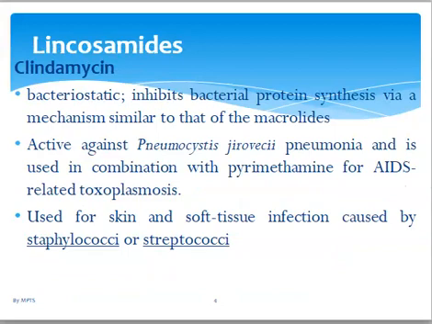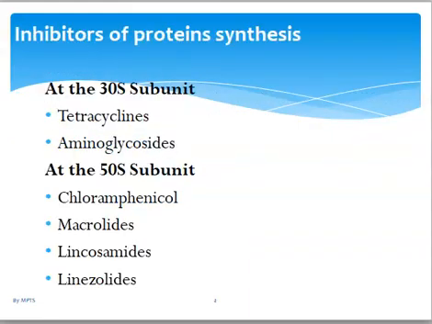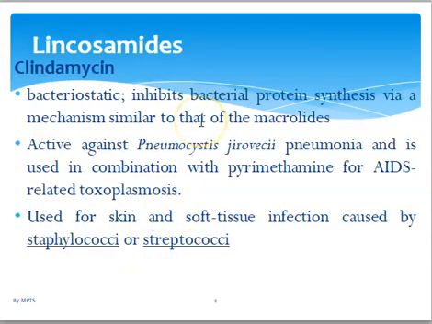Let us look at clindamycin. It's also bacteriostatic. It acts through the same mechanism as macrolides, which means it inhibits the 50S subunit, as I said above. Now it is active against Pneumocystis jirovecii, the pneumonia. This is an infection in what? In AIDS. It is used in combination with pyrimethamine for protozoal infection in HIV/AIDS.